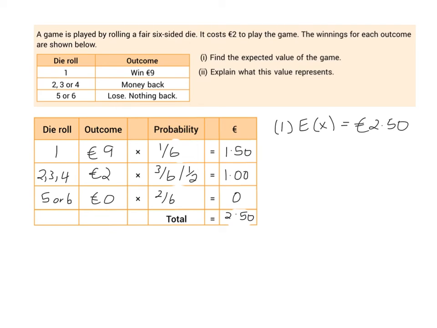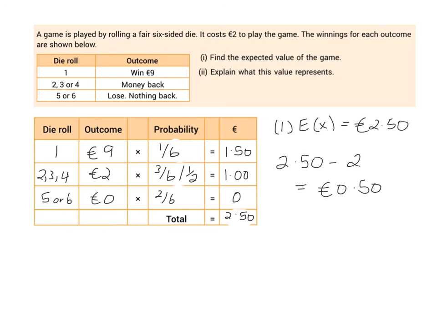Now, what does that mean? Well, we need to factor in that you put in your €2. So it's €2.50, take away your €2, and you're going to be left with 50 cents. So you're going to make a profit, or the expected value of this game is 50 cents. Now, part 2 says explain what this value represents.